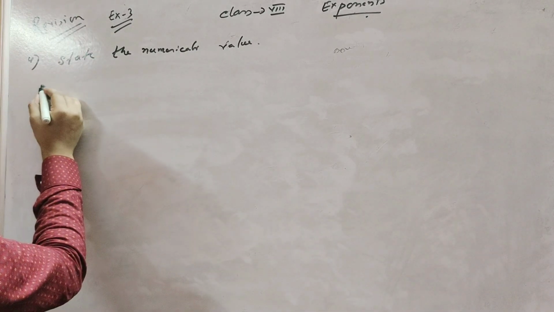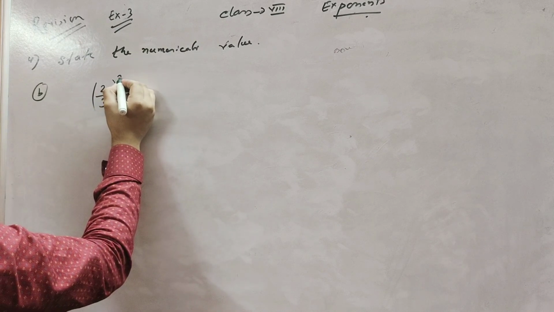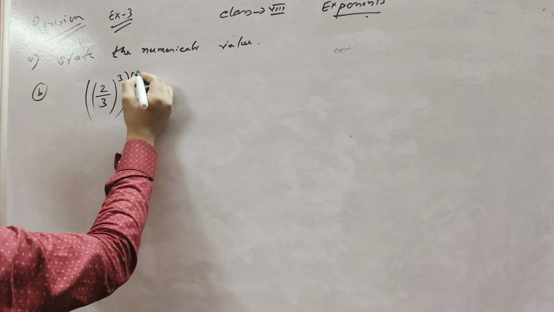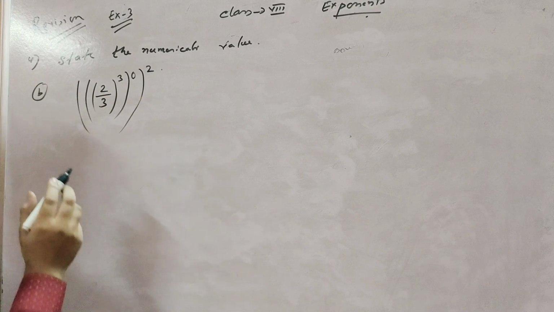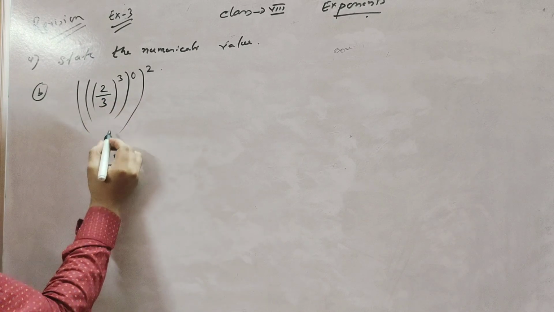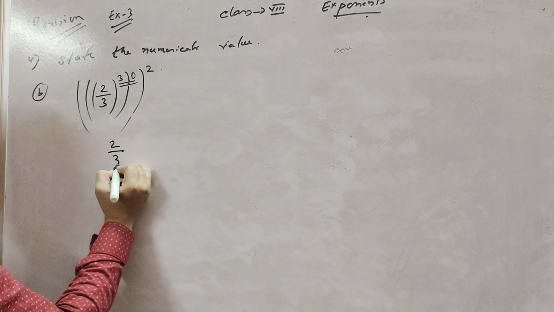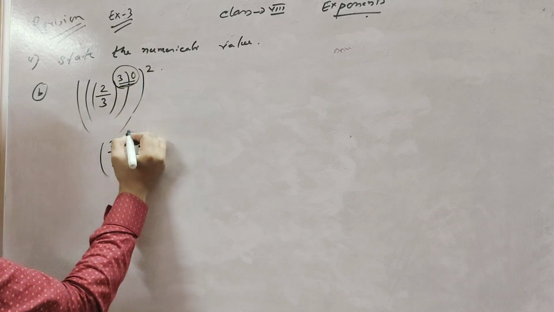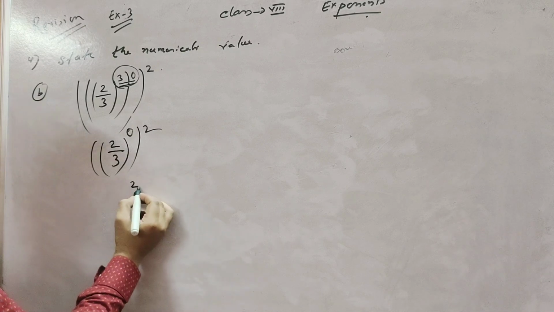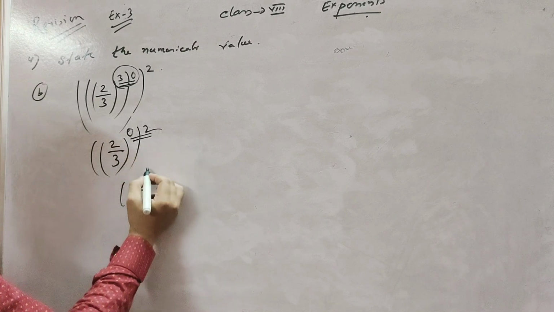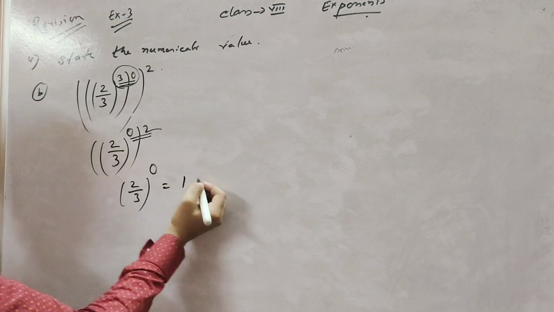Now 4b, 2 to the power 3, the whole to the power 0, then to the power 2. Okay, first of all, we know that here is given 2 to the power 3. When 3 is multiplied by 0, that is 0. So 2 to the power 3 gets multiplied, and this becomes 0. And again the power given is 2. So when 0 is multiplied by 2, that is again 0. So we know that any base with the power 0 is 1.